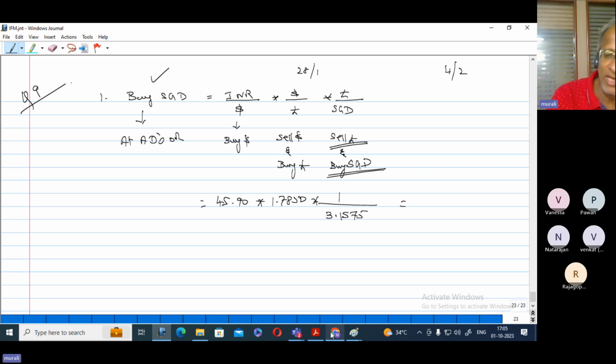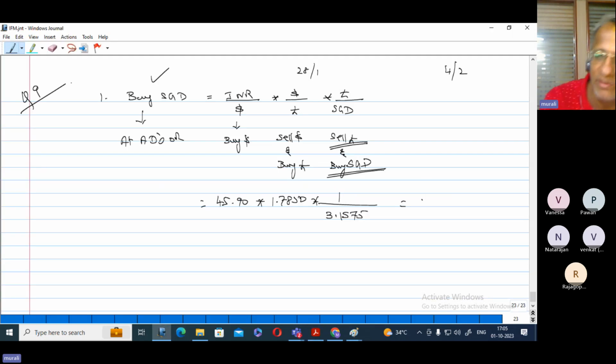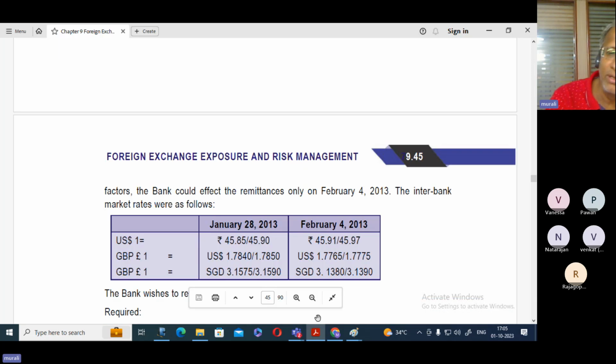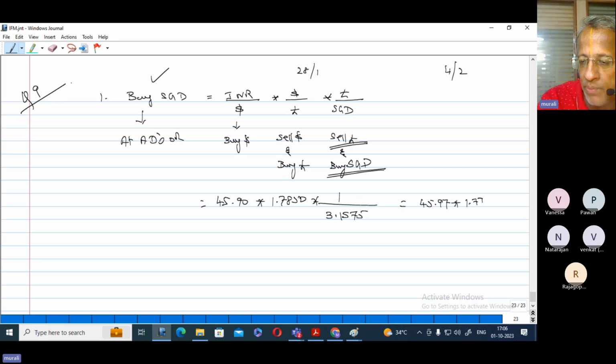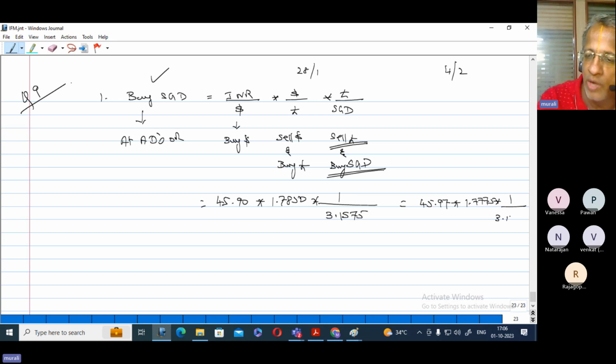Similarly, what should I do? 45.90 instead of 45.97. 45.97 multiplied by 1.775 into 1 divided by 3.1380. Now, let us calculate the numbers.